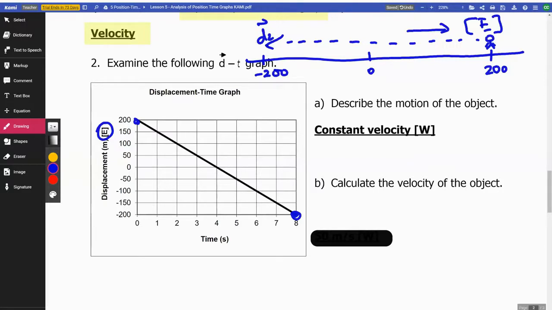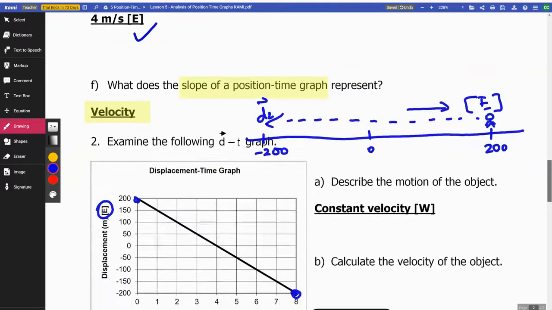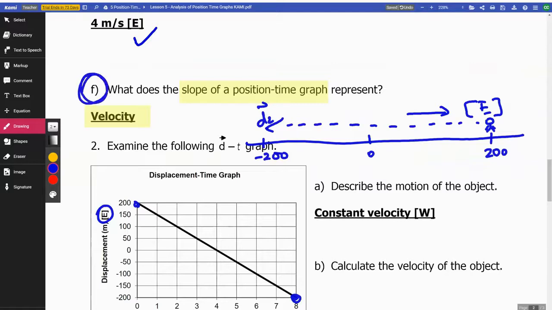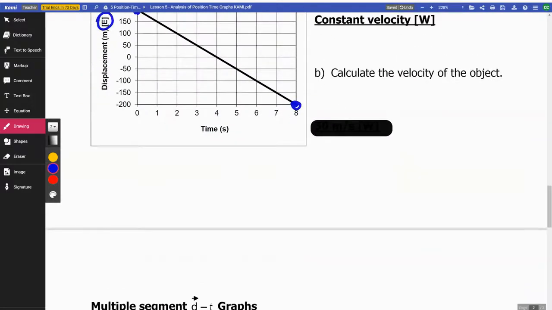The second one is calculate the velocity of the object. We already talked about this. If the question asks for velocity, it's asking you to find the slope. You need to know that because I'm not going to say, please find the slope of the graph. When I say find the velocity, it means you need to calculate the slope. This is something you need to remember: to find velocity from a position time graph, I need the slope.